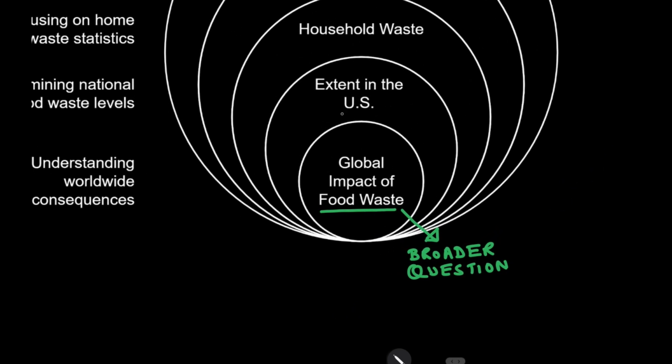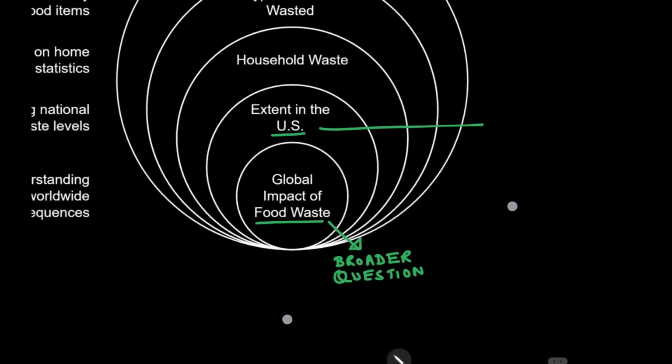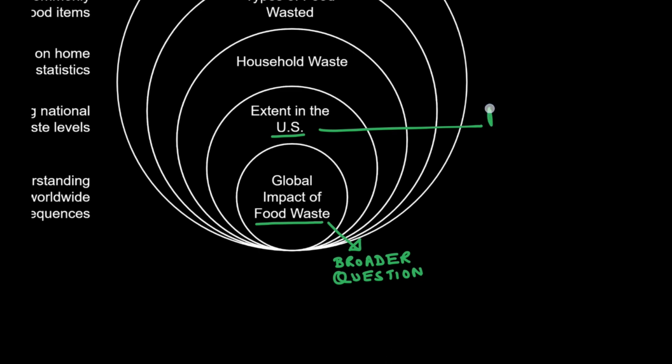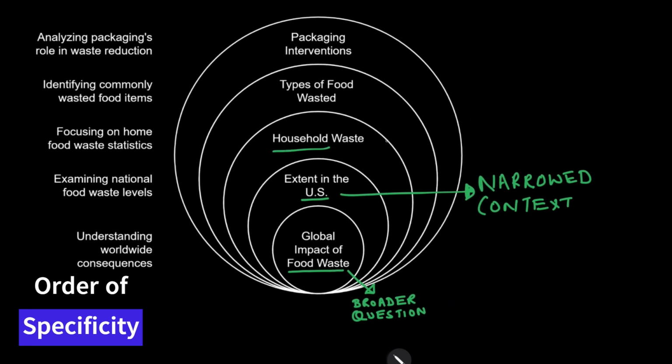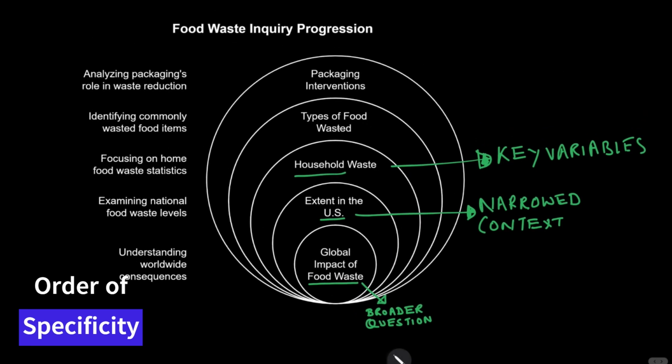Now, the US is a particular geography, so we have narrowed down on a context there. Further to that, you can go more specific. Next, you can focus on specific aspects or variables within that context. For example, how much food is wasted in US households each year? So we're talking about the US demography, and within that context, we're getting more specific with US households.